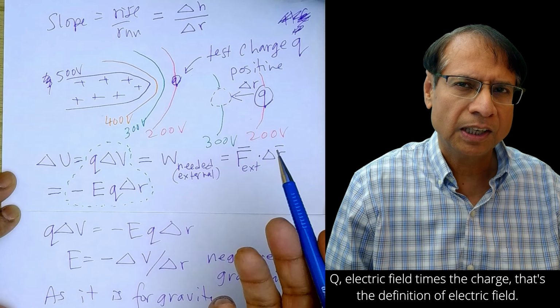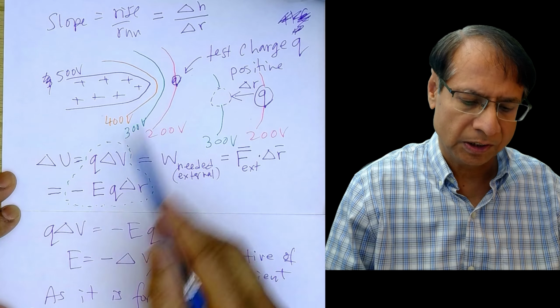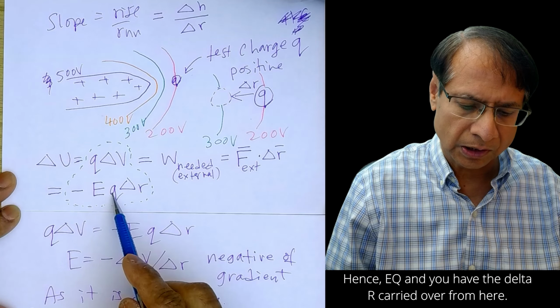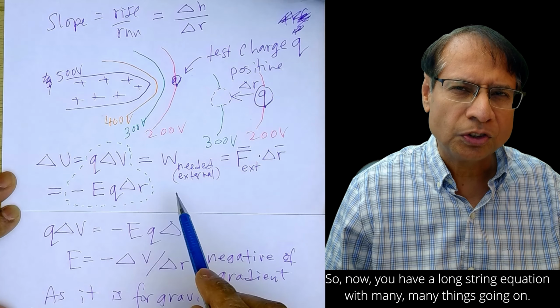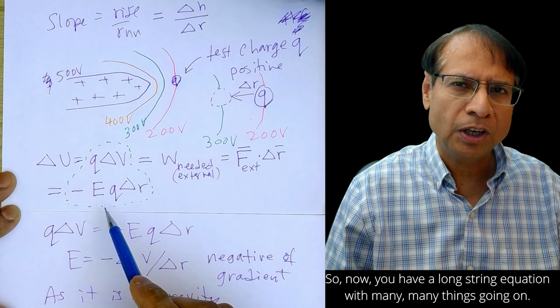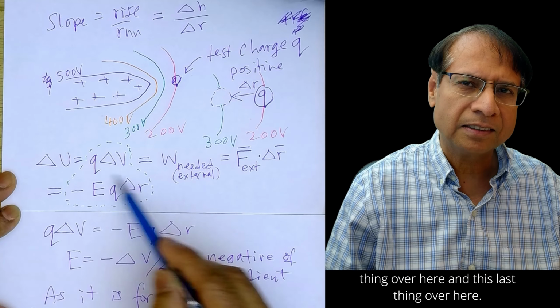That's the definition of electric field. The force felt by a charge is the electric field times the charge. So hence EQ, and you have the delta R carried over from here. So now you have a long string equation with many things going on. Let's make a connection between the second thing over here and this last thing over here.